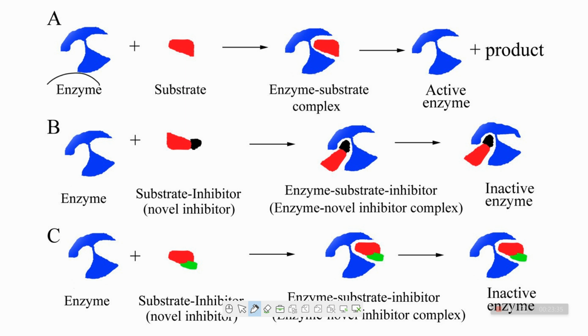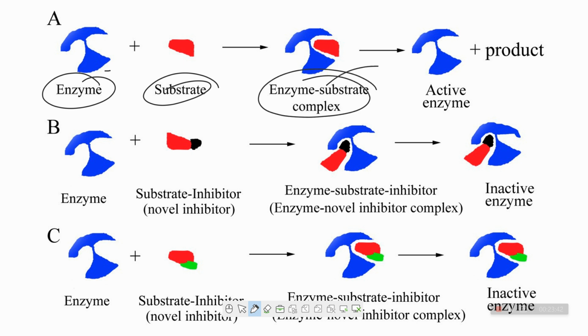This is the enzyme, this is the substrate. They combine and form an enzyme substrate complex. A conformational change will occur. They convert it into product. The product will be released and the active enzyme will be released.